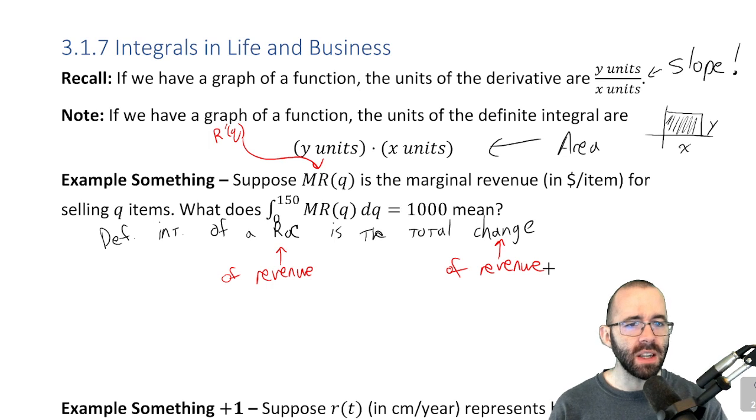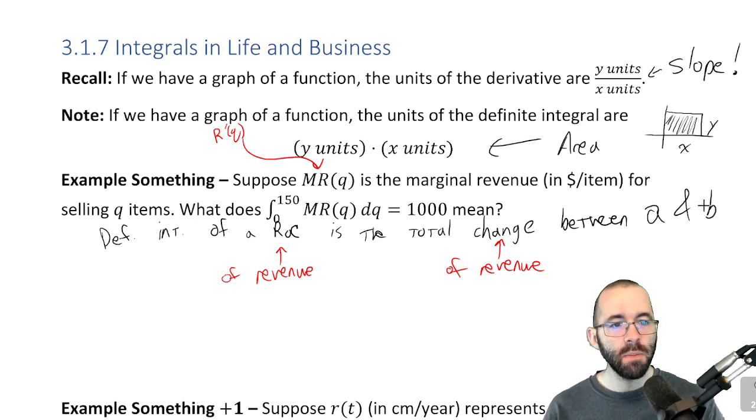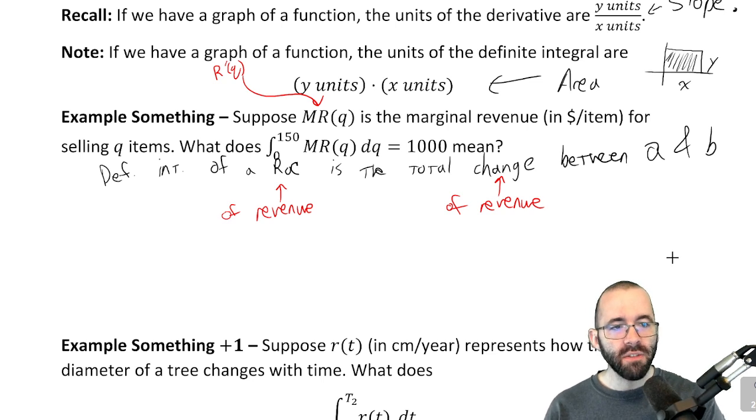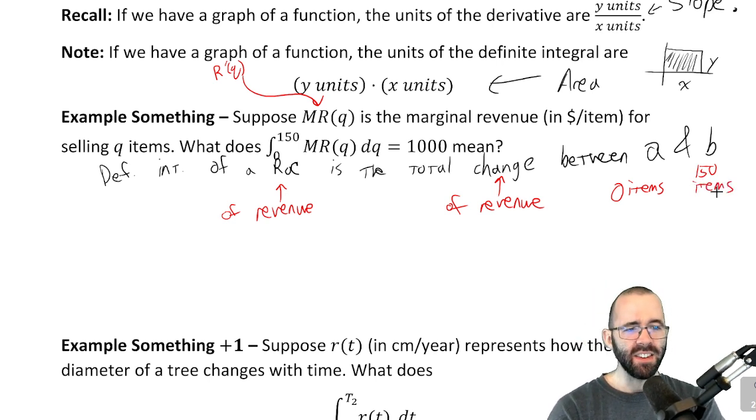What do the limits of integration mean? Well, it's the total change between A and B. So we're going to have the total change of revenue between 0 items and 150 items. How can we write this in a normal non-mathematical sentence? We have the integral of a rate of change of revenue. So this integral is going to give us the total change in revenue between 0 items and 150 items.